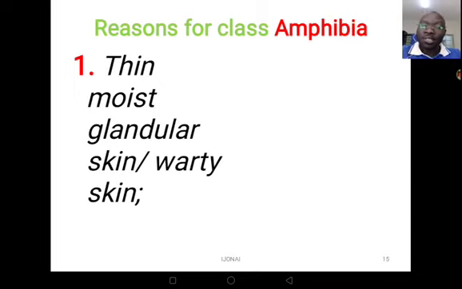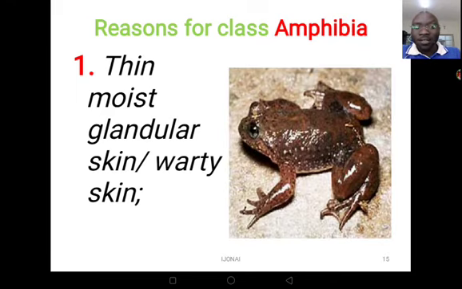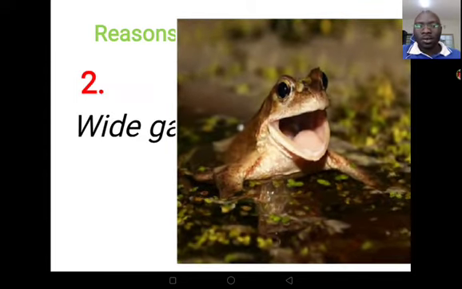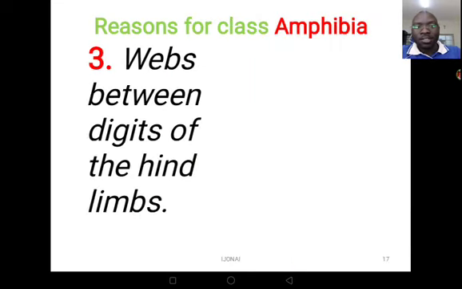These organisms, the toads and the frogs, have a moist glandular skin, as you can see there, and this of course is used for cutaneous gaseous exchange. The second one is the wide gape. So you can see the wide gape, the mouth opens into a very wide gap, and of course it's an adaptation for ingesting large prey. So that is one of the characteristics of class Amphibia. The organisms have a wide gape.